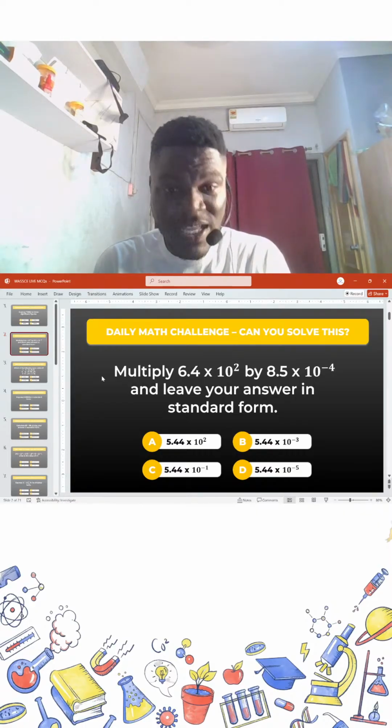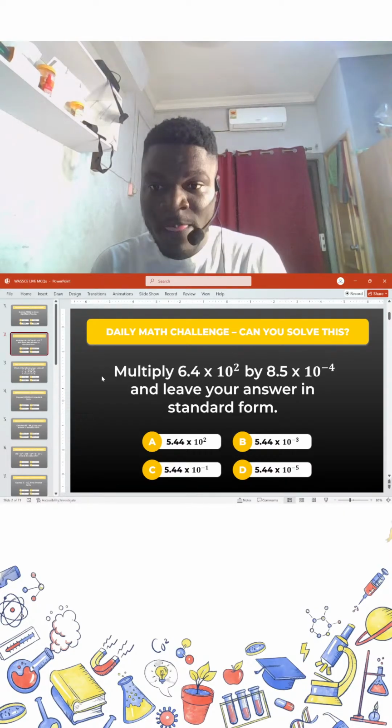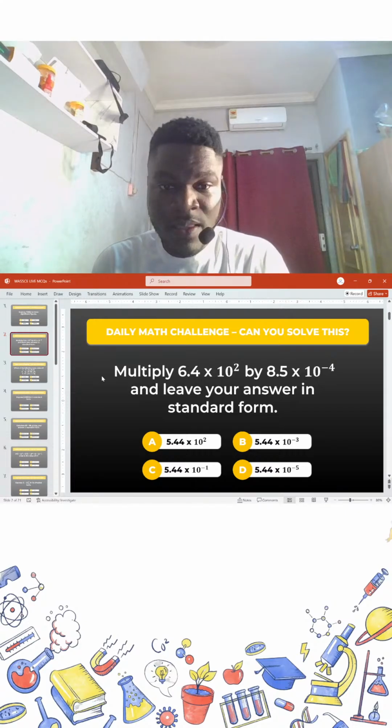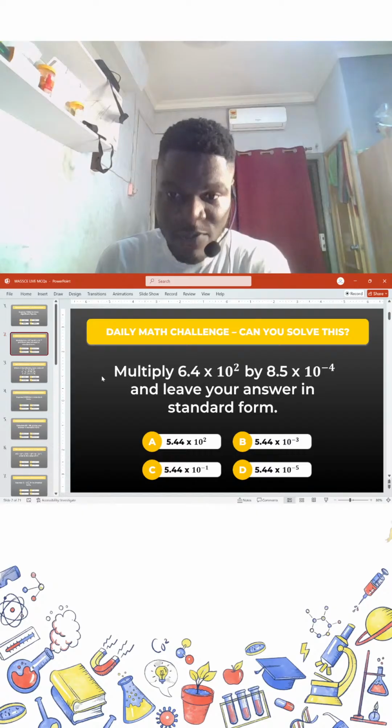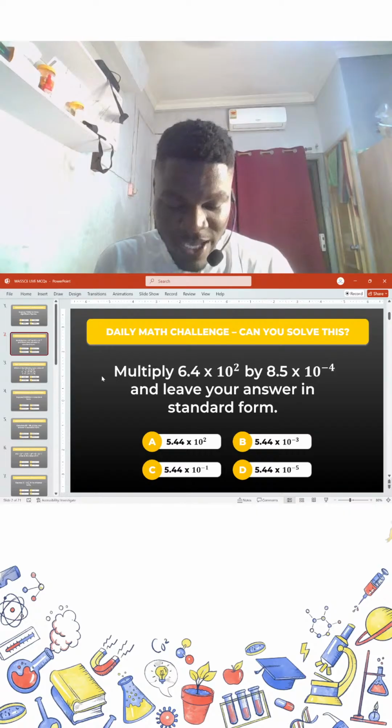So we have here option A, 5.44 times 10 raised to the power positive 2. Option B, 5.44 times 10 raised to the power negative 3. Then option C, 5.44 times 10 raised to the power negative 1. And then option D, 5.44 times 10 raised to the power minus 5. So these are the four options that we have. Which of them is the correct answer?